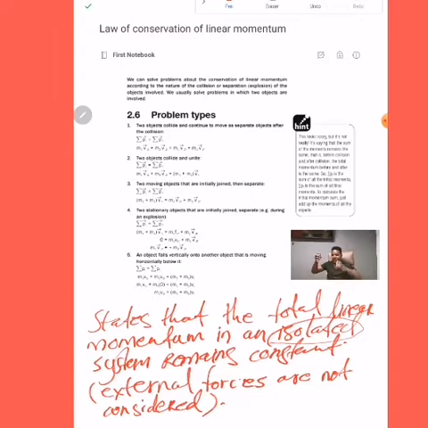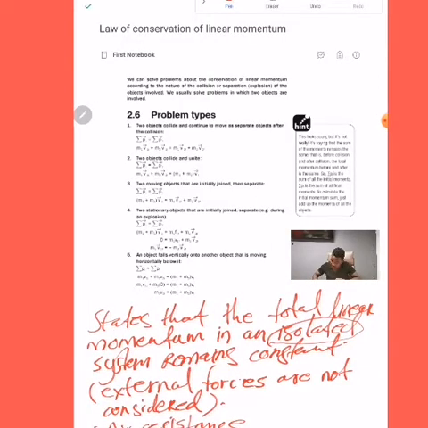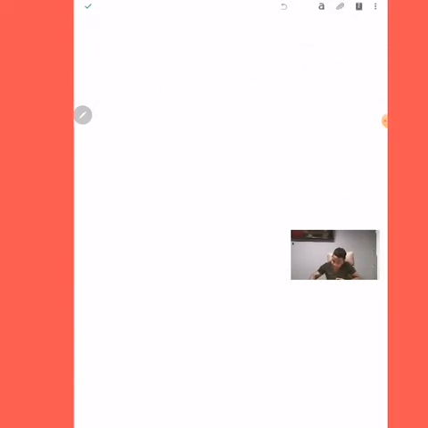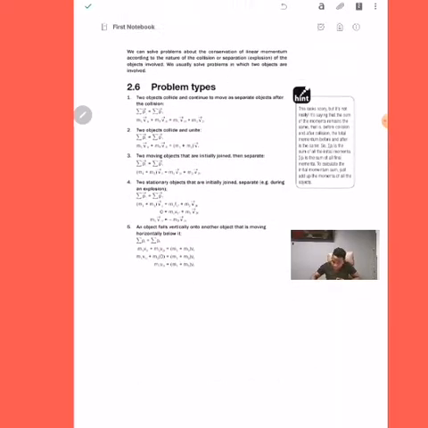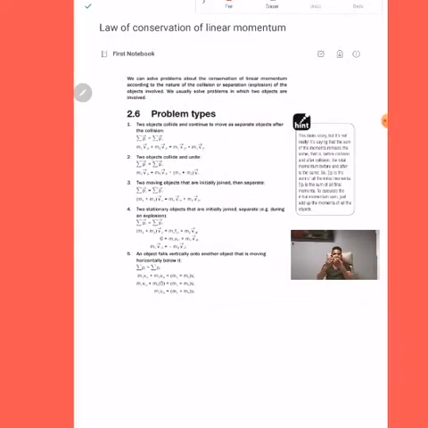What are we talking about when we are talking about external forces? The external forces are, for example, air resistance, frictional force, and the applied forces. So we are not actually saying that these forces do not have an effect on our system. In our system, we are saying that these forces do not have an impact.